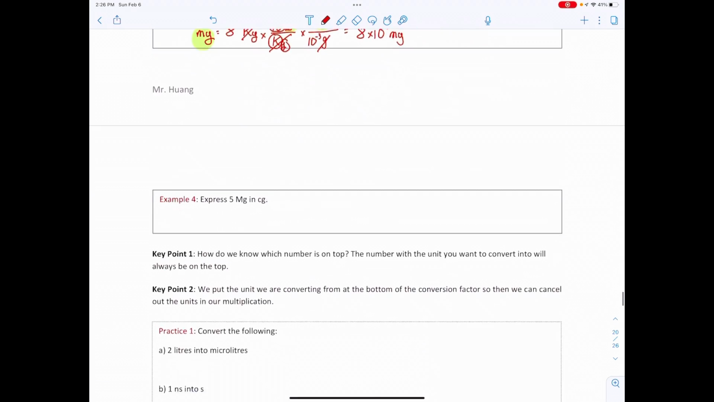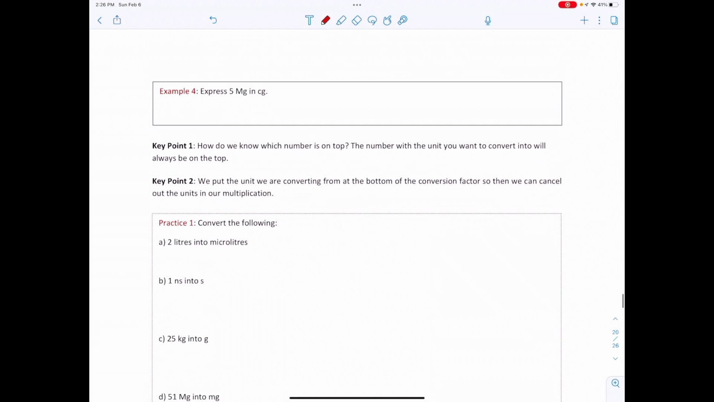Okay. Let's take a look at another example here. Express 5 megagrams in centigrams. So if you look at our roadmap, we can't go from megagrams to centigrams directly, but what we can do is go from megagrams to grams, and then grams to centigrams.